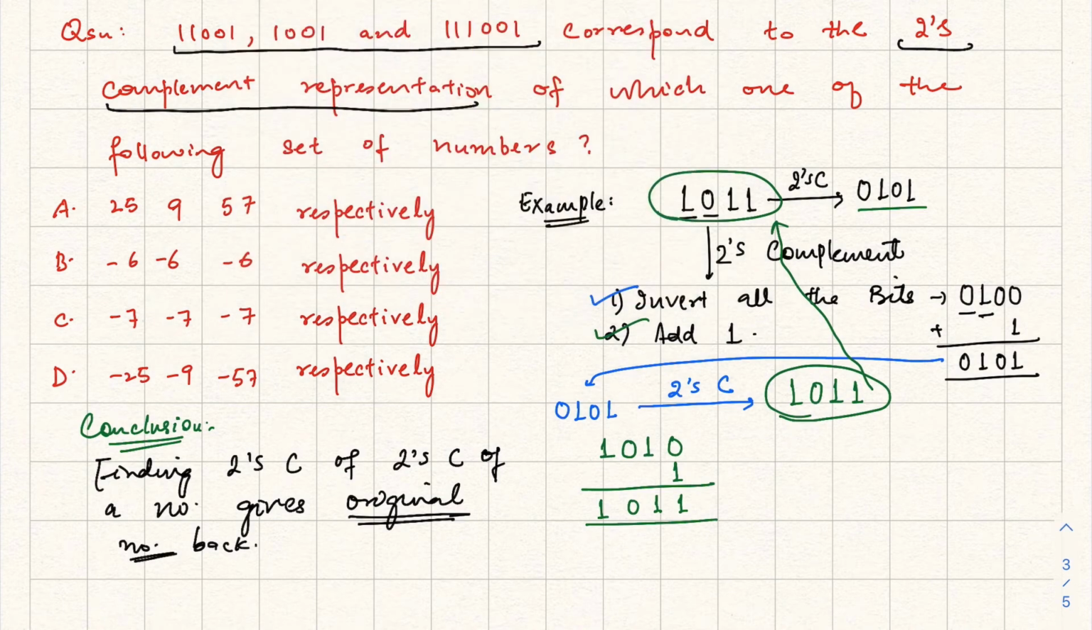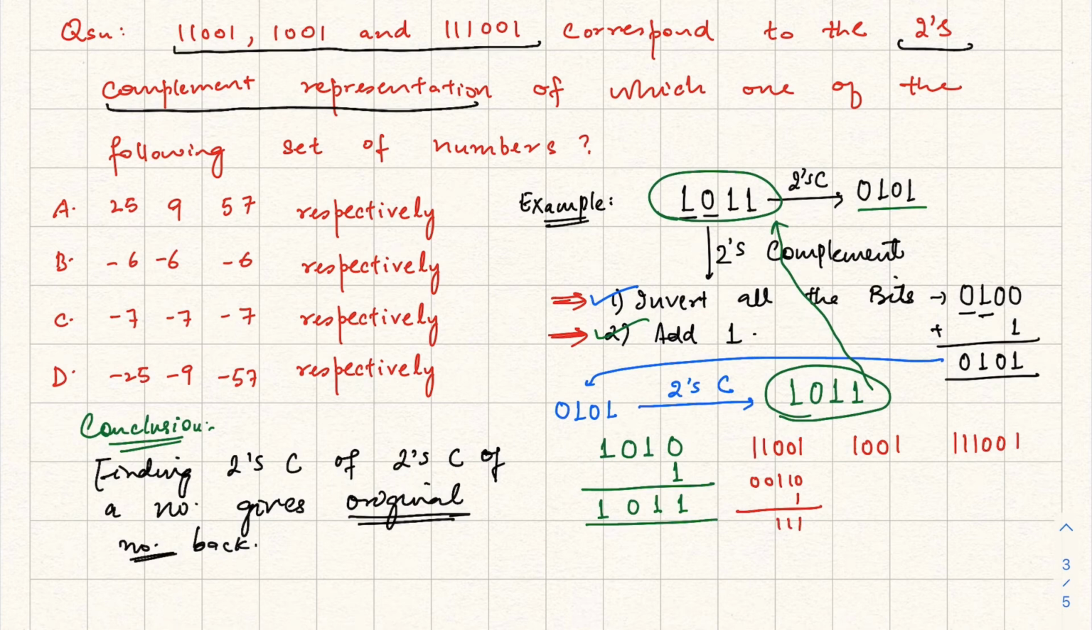The first number is 11001, the second number is 1001, and the third number is 111001. We simply have to find the 2's complement of all three using the steps we have done. For the first one, you invert all the bits, it becomes 00110, and you add 1 to it, it becomes 00111.